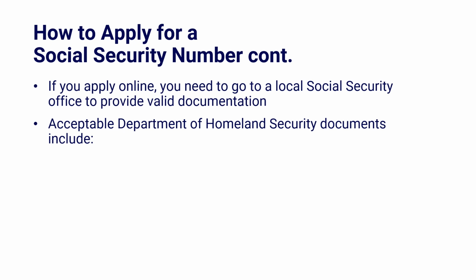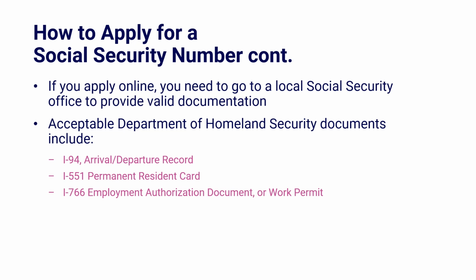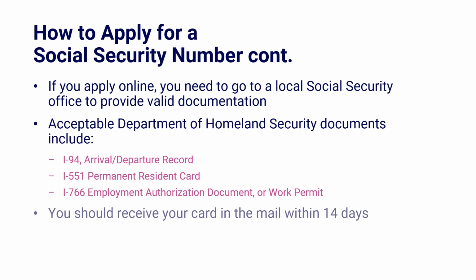Social Security will ask for a current Department of Homeland Security, or DHS, document. Acceptable DHS documents include I-94 Arrival and Departure Record, I-551 Permanent Resident Card, I-766 Employment Authorization Document or Work Permit. Once your application is approved, you should receive a Social Security card with your number by mail within 14 days. Once received, keep your card in a safe place.